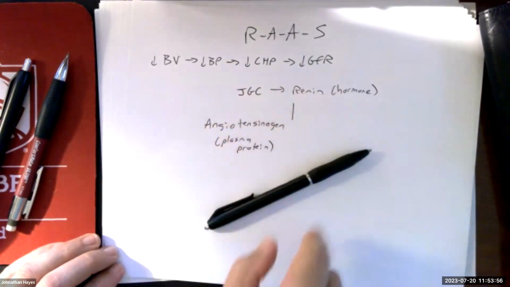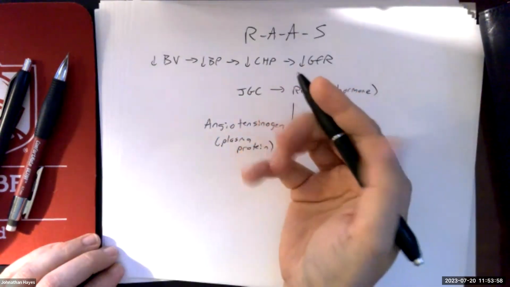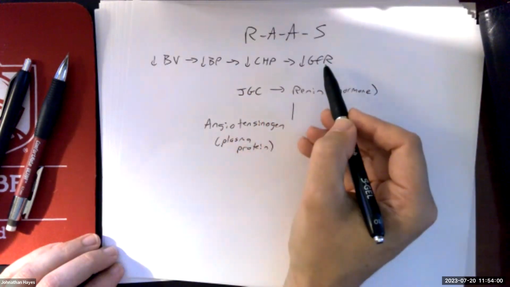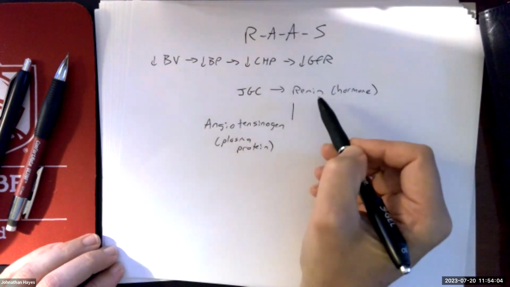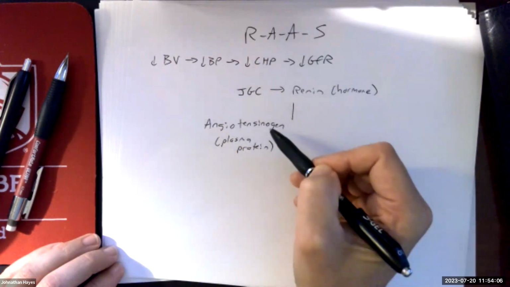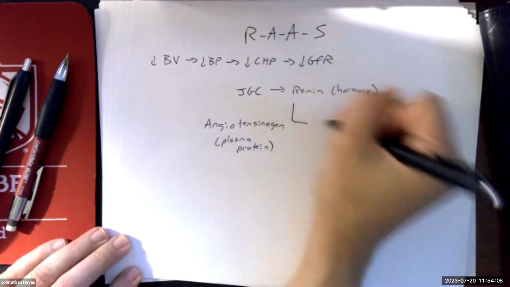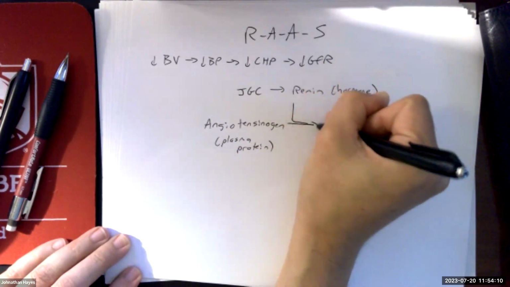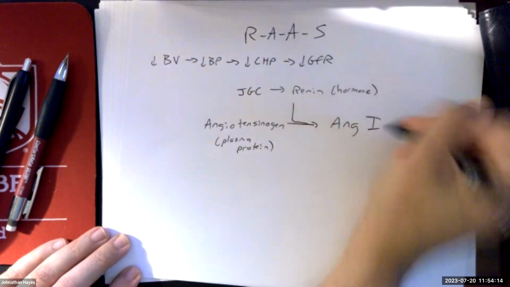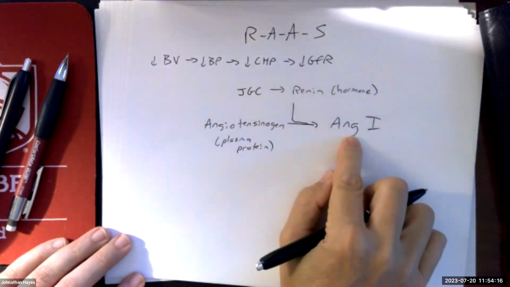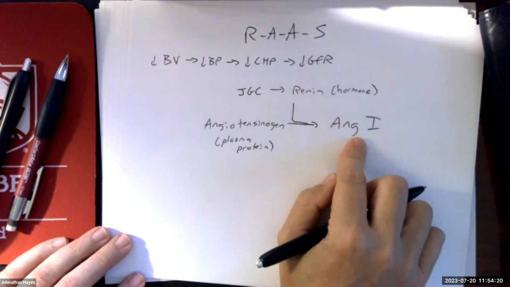So it's going to have to go through a pathway. But the initiator of the pathway is a decrease in GFR. And because GFR went down, juxtaglomerular cells released renin. Renin's going to open up angiotensinogen just a little bit. So angiotensinogen, which is a plasma protein, in the presence of renin will start becoming angiotensin 1, and this will start to accumulate in the blood, the presence of angiotensin 1. What are the effects of angiotensin 1?